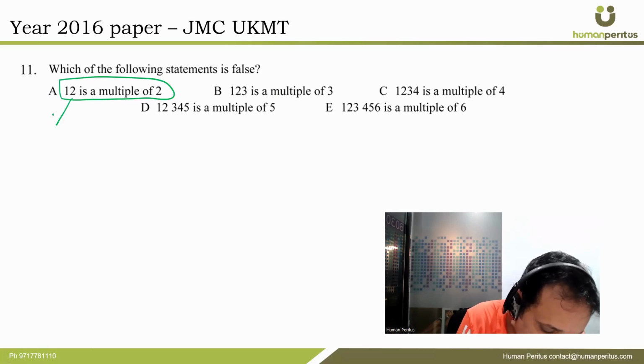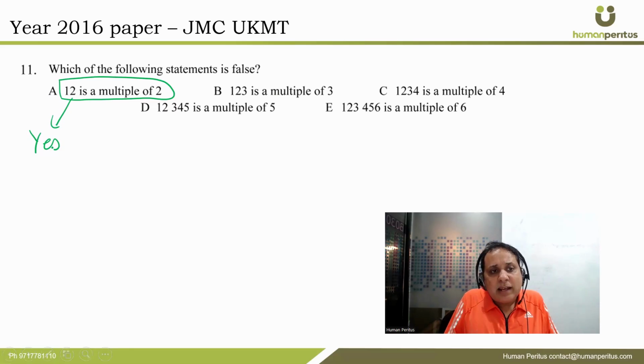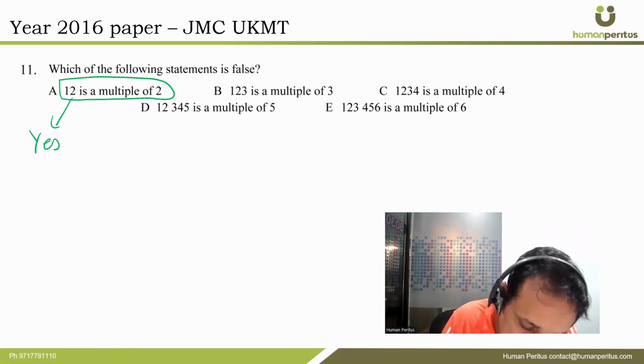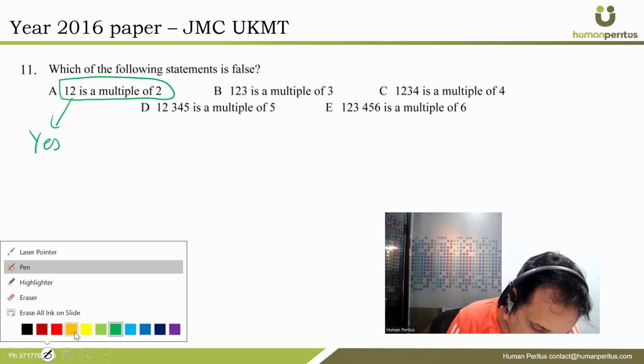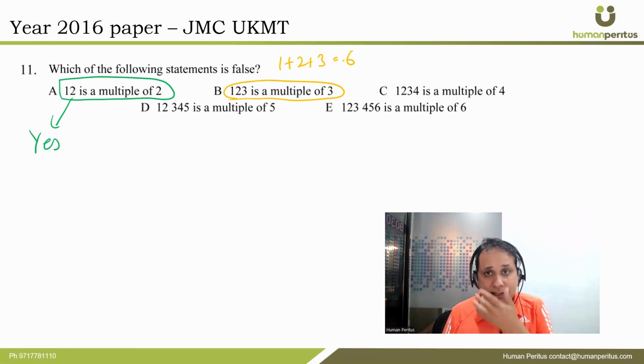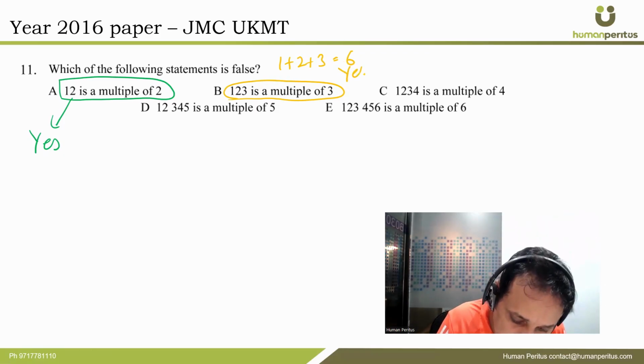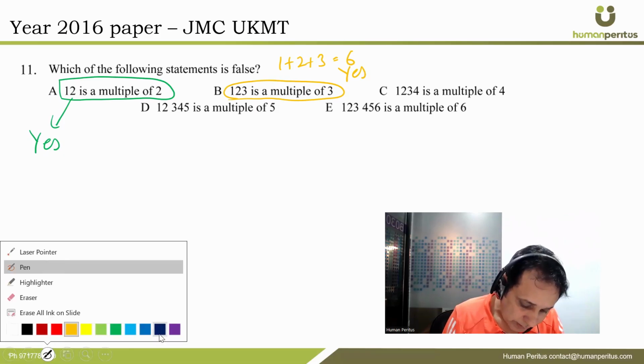Yes. Why is it a multiple of 2? Because the last digit is a multiple of 2, which is nothing but an even number. 123 is a multiple of 3. So how do we check for 3? We sum the digits: 1 plus 2 plus 3. So 3 plus 2, 5, 6. We get 6. Is 6 a multiple of 3? Yes. Therefore, this number is a multiple of 3. Yes, done. Okay. Next one.